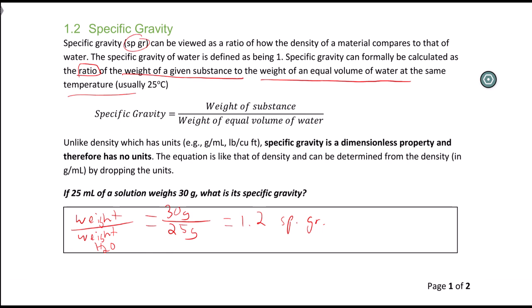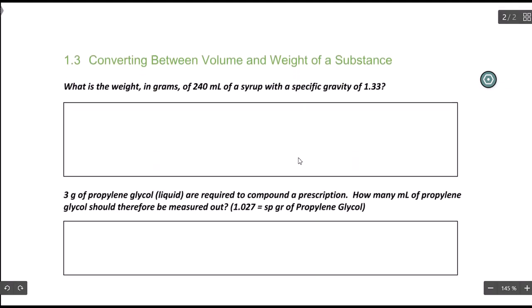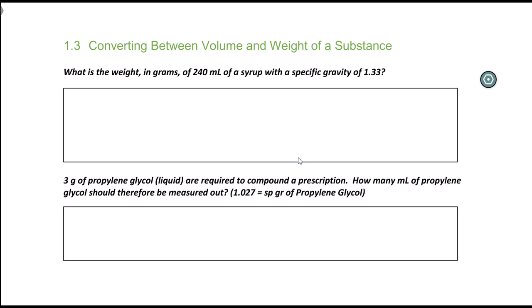So again, we use these for converting, and usually it's converting between weight and volume, or volume and weight. And for our purposes, when you see a specific gravity, you can assume that the units on it are just like the units that you see for density, right? So don't get confused that it doesn't have any units on it. We're going to assume what the units are.